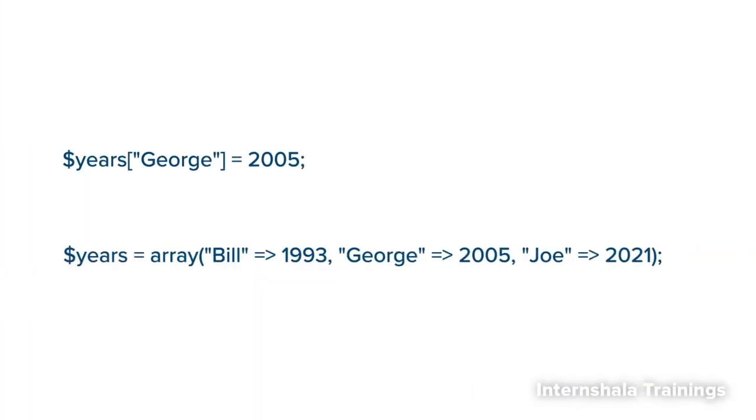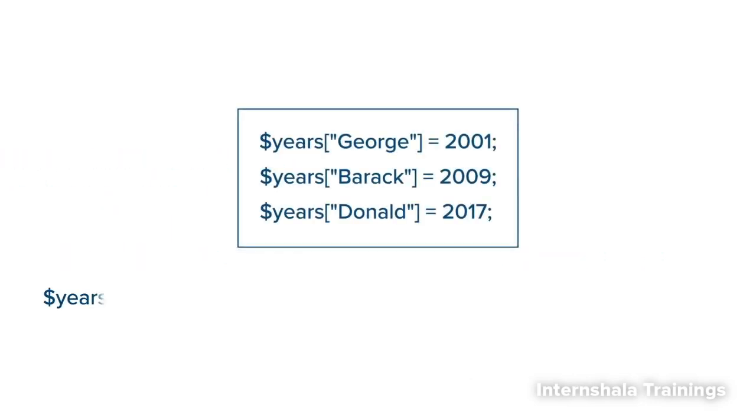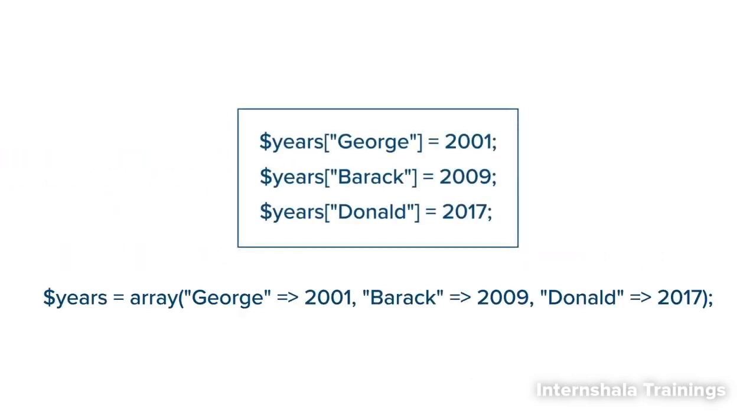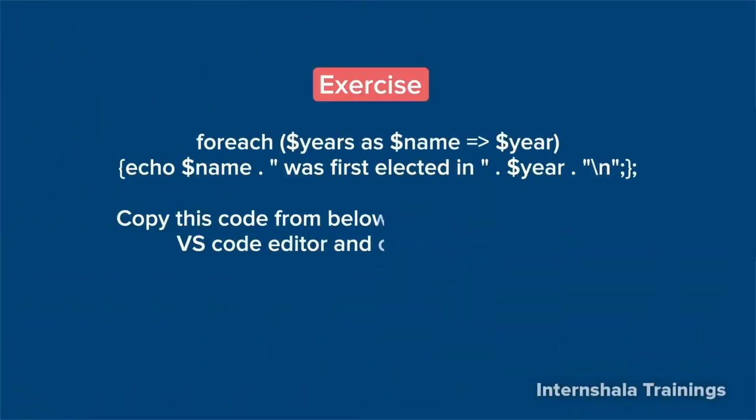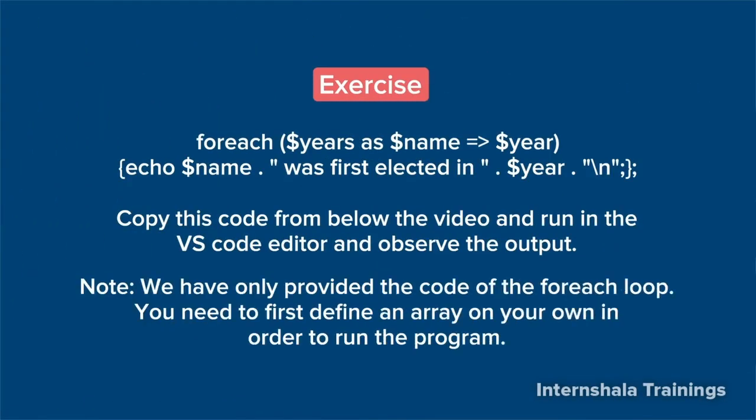Similarly, we can replace the value of an element like this, and we can add a new element like this. It works exactly the same as we have done in the case of numeric indexed arrays, with the only difference in the indices. Also, we can define this array element by element like this. In the case of associative arrays, we can use the for each loop like this to print all the elements. Your task is to run this code and observe the output on your own.